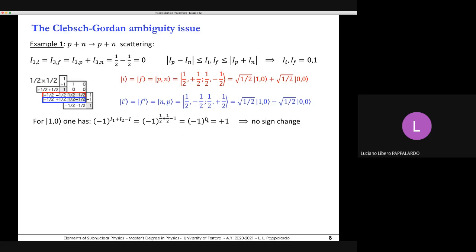So overall, the exponent is 0, so we have a plus sign. So there is no sign change. And in fact, for the 1, 0, if you look, there is no sign. They are both positive. There is no sign change.